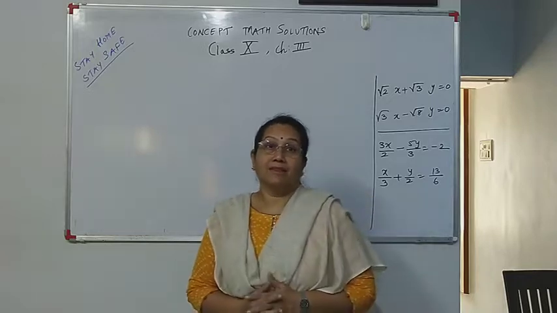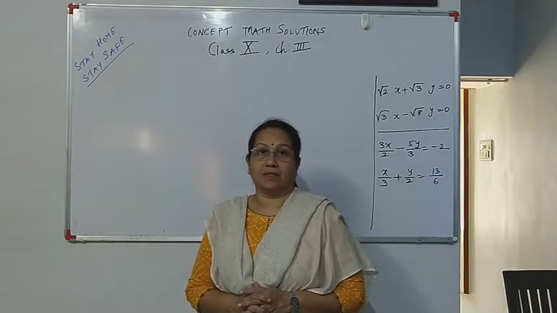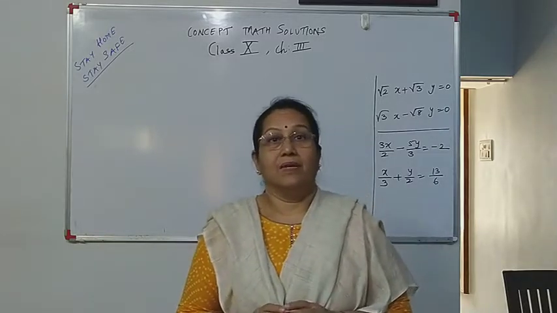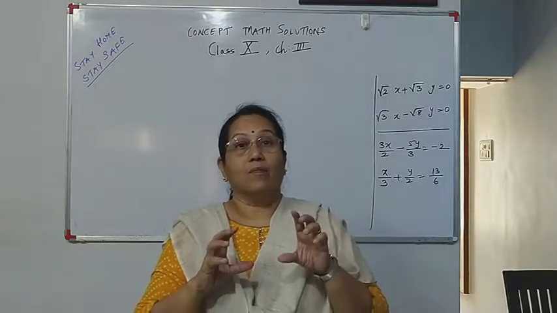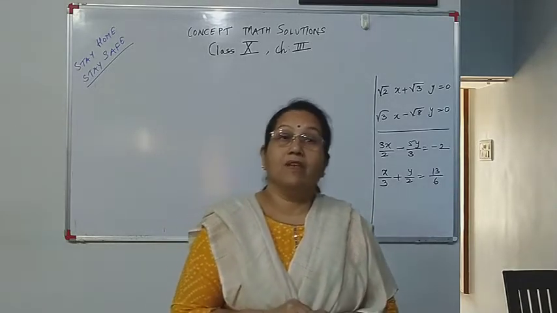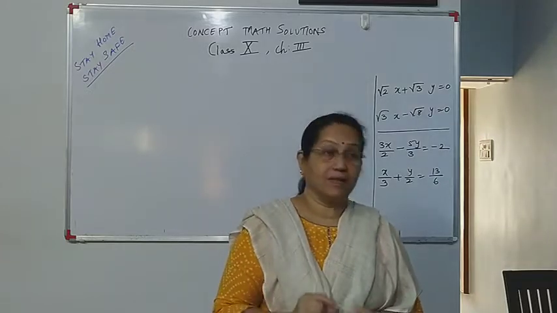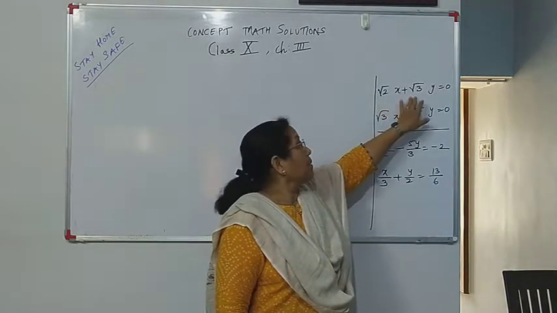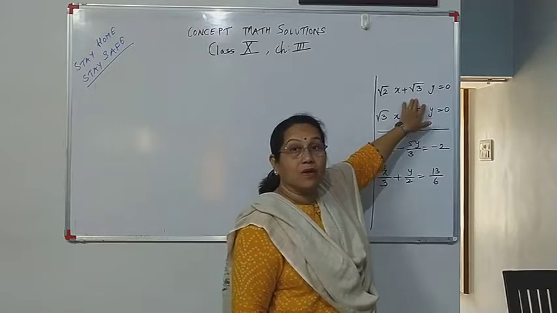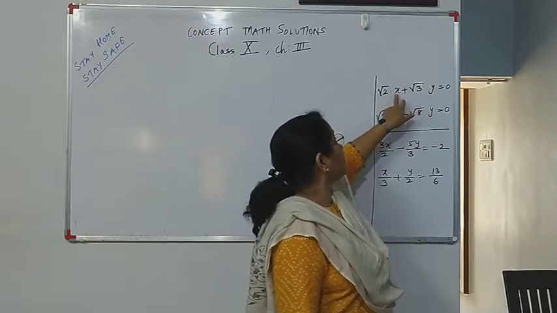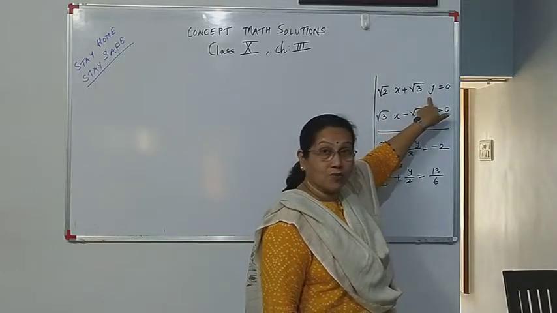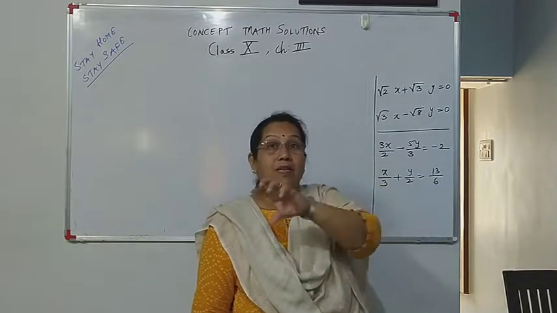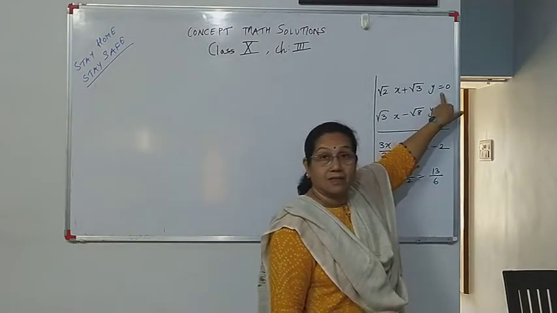Today we are going to begin linear equations in two variables. Linear means a function or a polynomial with degree 1. When you say degree, it is the degree of the variable, the degree of the unknown. Like if you see root 2x plus root 3y is equal to 0, we call this a linear equation because the degree of x is 1, degree of y is also 1, and there are two variables. Therefore, it's a linear equation in two variables. It's an equation because there is equality.